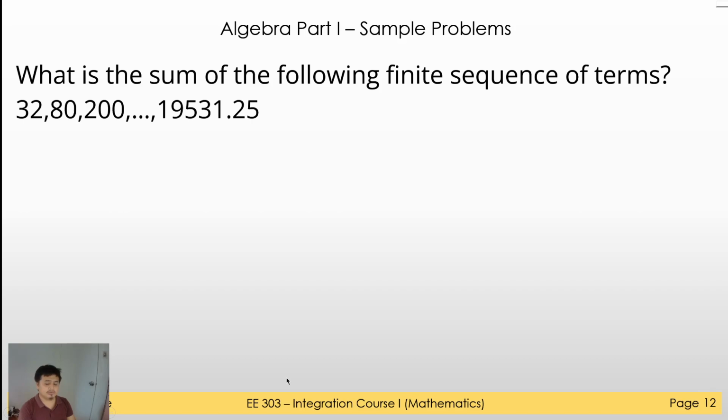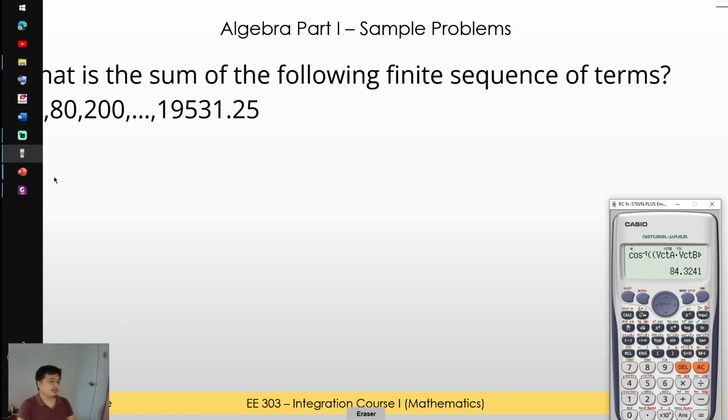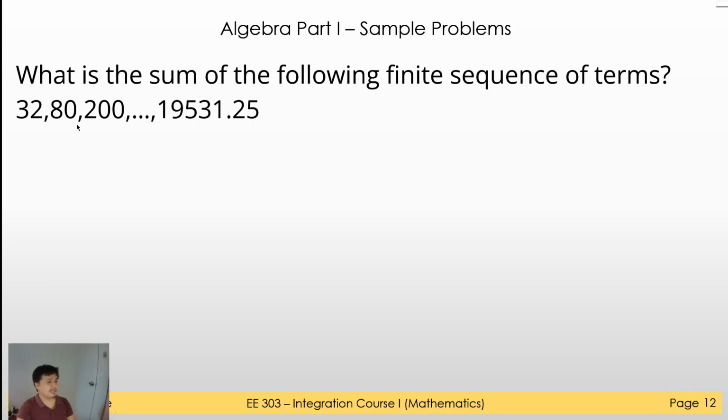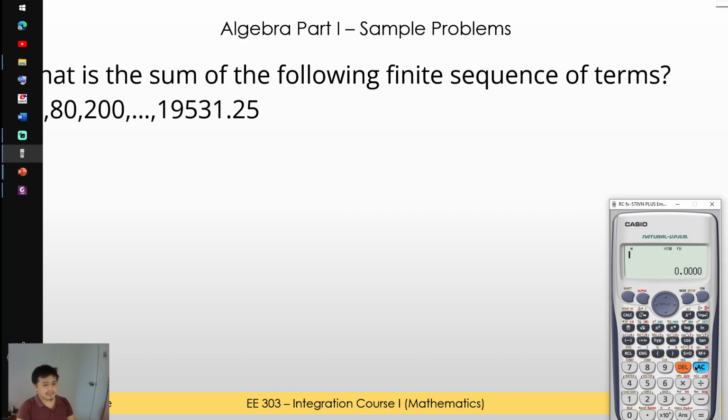Okay, so what is the sum of the following finite sequence of terms? How do we solve this? As we can observe by inspection, we can just try dividing or adding to see if this is an arithmetic sequence or a geometric sequence. So I think this will be a geometric sequence, since when we divide 80 by 32, it should have the same ratio when we divide this by 280.